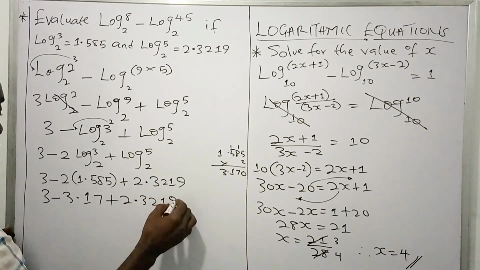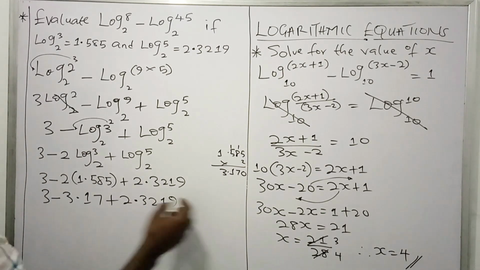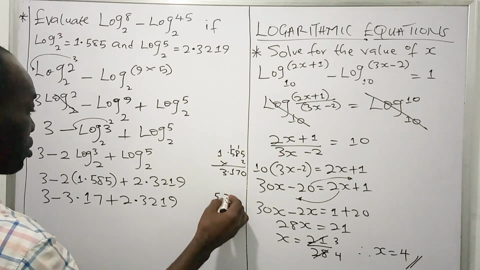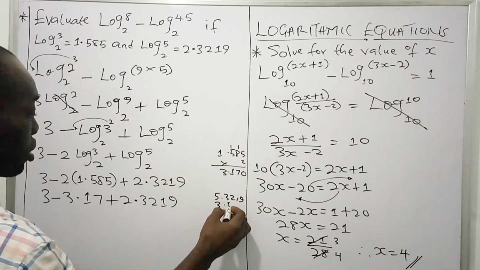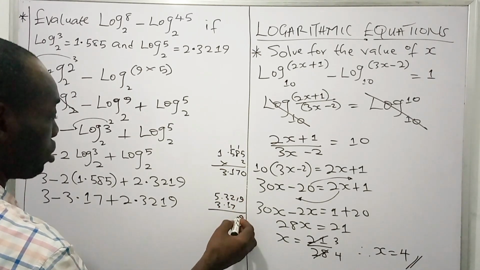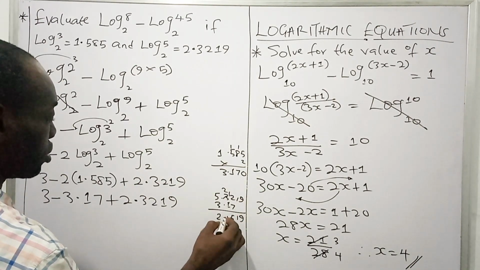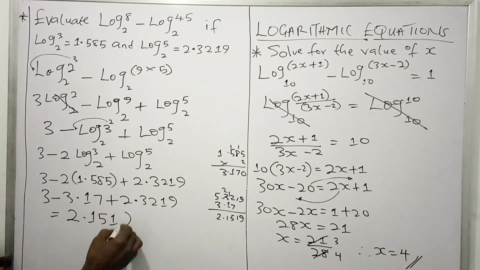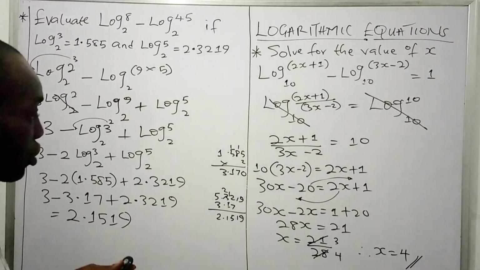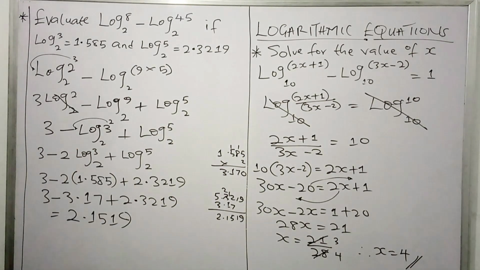Now 3 plus this will give us 5.3219, minus 3.17. When we do this subtraction, that gives us 2.1519. So this is how we resolve equations in logarithm, and also substitution in logarithm.